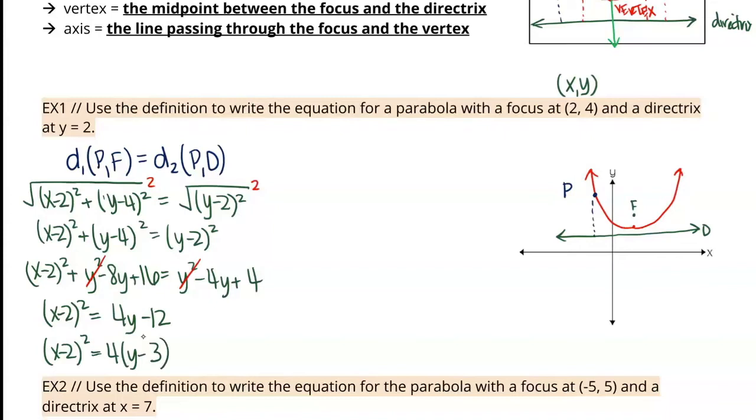And we want to notice something. Remember that we said our vertex is this red dot over here. Our vertex is going to be halfway in between the focus and the directrix. Well, if our focus was at 2, 4 and our directrix was at y equals 2, then our vertex is just going to be the average of those y's. Our vertex is going to be at 2, 3, which is halfway in between 4 and 2. And look at our equation now. Does it make sense that our vertex is at 2, 3?